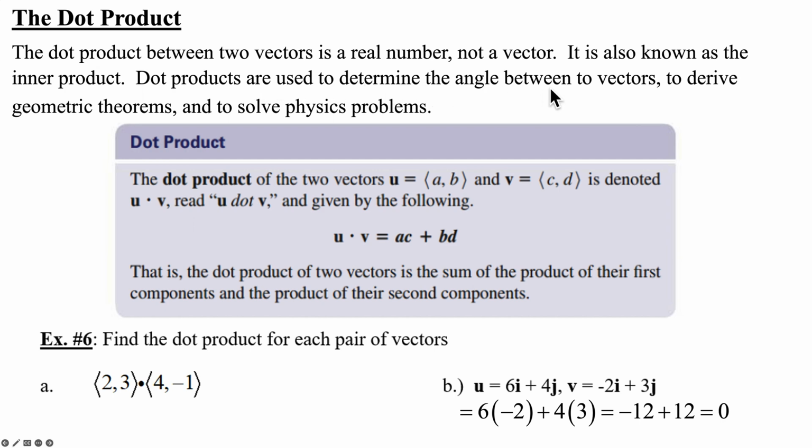Dot products are used to determine the angle between vectors. Circle this one. That's what we're going to use a lot of. It's used to derive geometric theorems and solve physics problems whenever we're talking about angles.